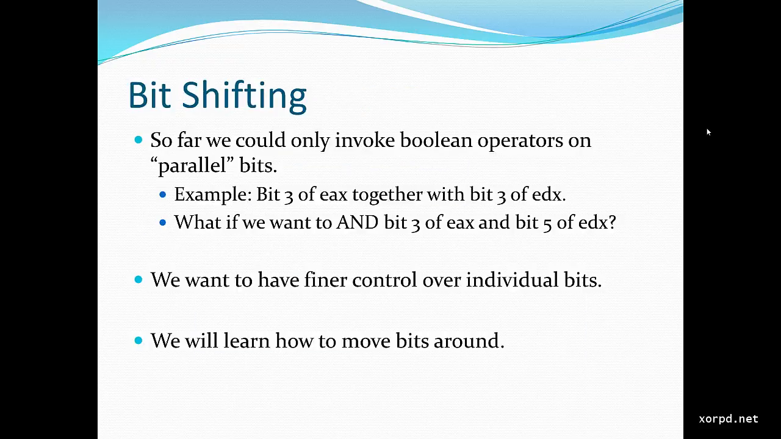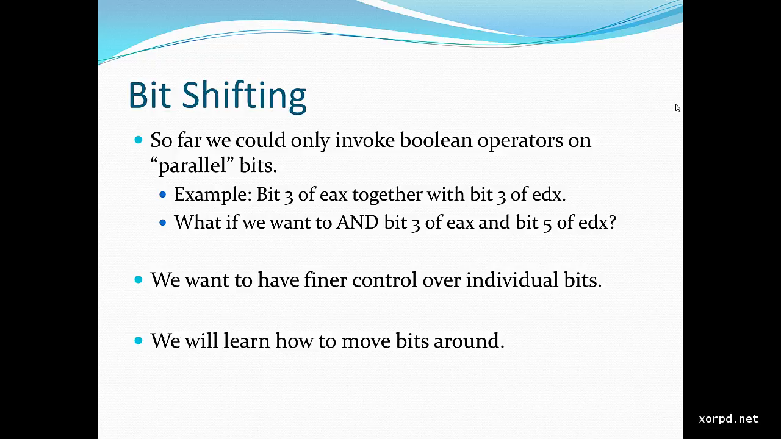Bit shifting. So far we could only invoke Boolean operators on parallel bits. And what do I mean by that? For example, we could take the two bits, bit number 3 of EAX, together with bit number 3 of EDX, and then we could maybe OR or XOR both of those bits. However, what if we want to AND bit 3 of EAX and bit 5 of EDX? We can't do this using the previous instructions that we have learned.